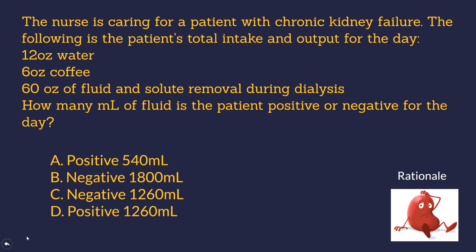So I'm looking for the total day's intake and output. A, positive 540 milliliters. B, negative 1800 milliliters. C, negative 1260 milliliters. Or D, positive 1260 milliliters. I'll give you a few seconds to work out the math. The correct answer is C, negative 1260 milliliters.